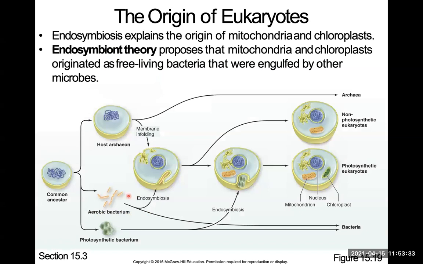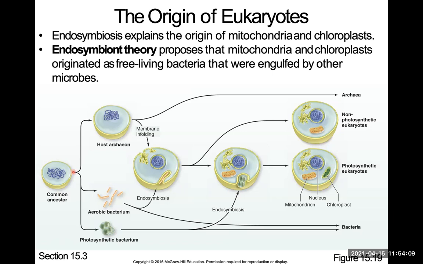There is something called endosymbiotic theory. It explains how these eukaryotic cells got mitochondria and chloroplasts. Mitochondria and chloroplasts are the powerhouses of the cell. They help create ATP. The endosymbiosis theory proposes that mitochondria and chloroplasts were their own organisms, free-living bacteria that got eaten up by other cells.